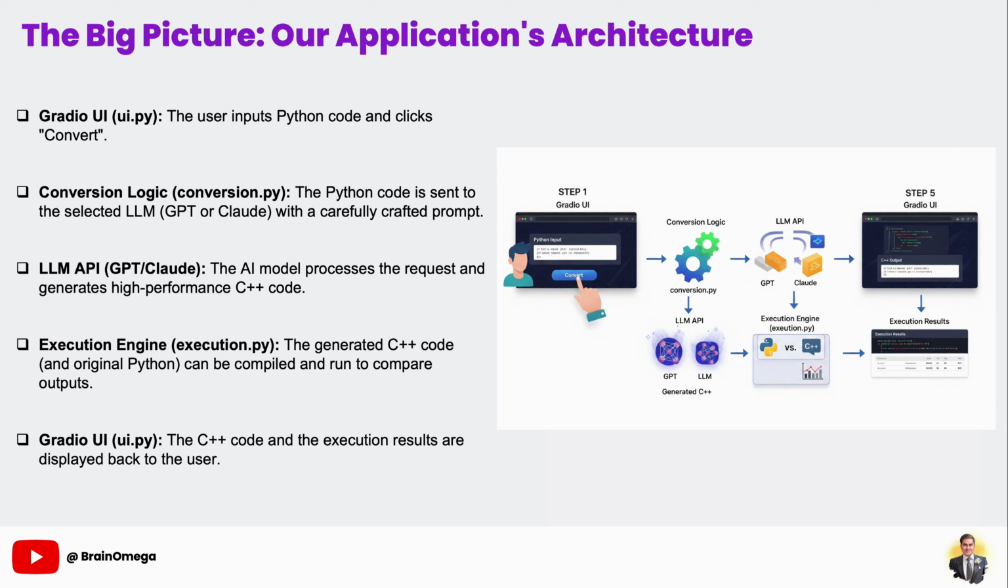When the user clicks convert, the request is sent to our conversion logic, conversion.py. Think of this as our master translator and project manager. Its job is to take the Python code, wrap it in a carefully constructed set of instructions, and manage communication with our AI models. Next, the conversion logic sends the request over the internet to the LLM API. This is where the heavy lifting happens. A massive model like GPT-4o or Claude analyzes the request and generates the high-performance C++ code.